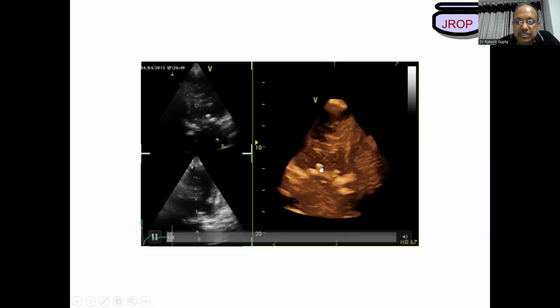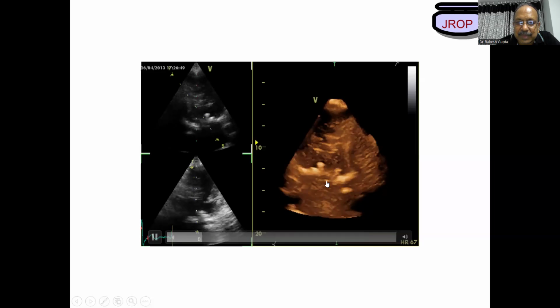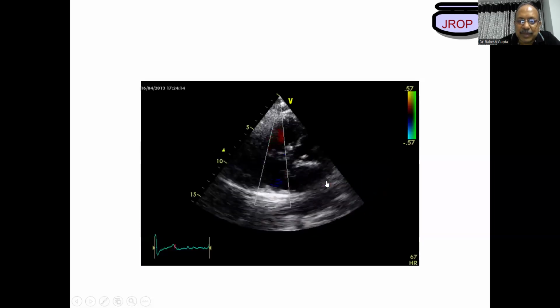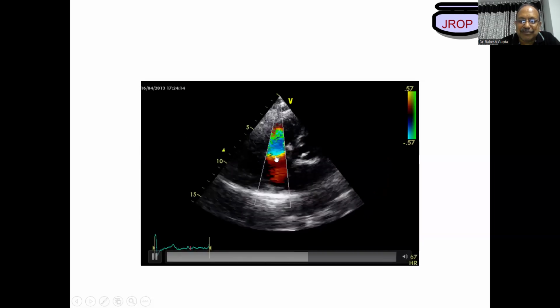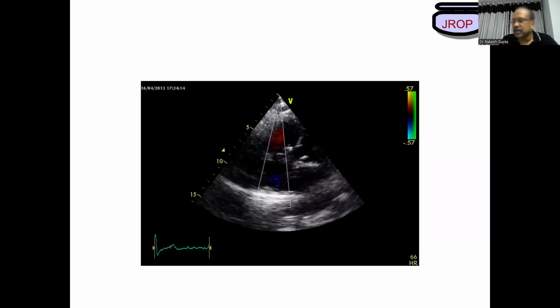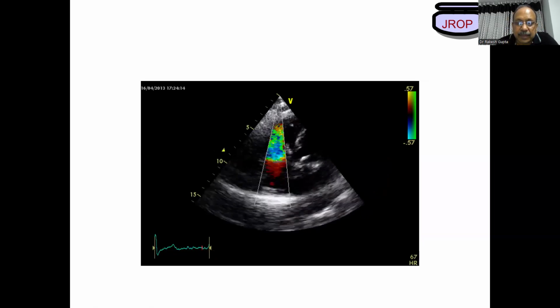These are the studs, one and two over here, and look at the leaflet movements. And whenever you switch on the colors, you will find a laminar flow. Now look, this flow is laminar flow. This is not an obstructed flow. This is a laminar flow which is seen over here. Right?